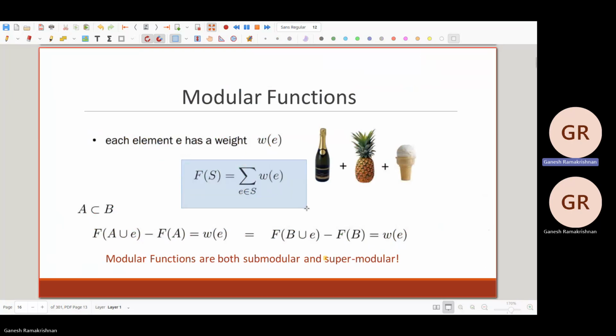So modular functions are basically those which decompose into element-wise application. So f of S is the summation of the weights of the elements e for each element e in S in the case of modular functions. So you can basically do the following: f of A union e minus f of A is w of e. So the inequality in the case of a submodular function becomes an equality in the case of a modular function. So modular functions are therefore both submodular and supermodular. The negatives are also submodular.